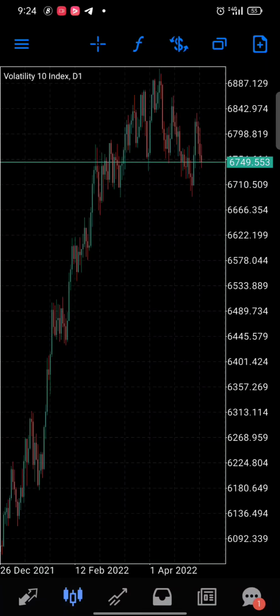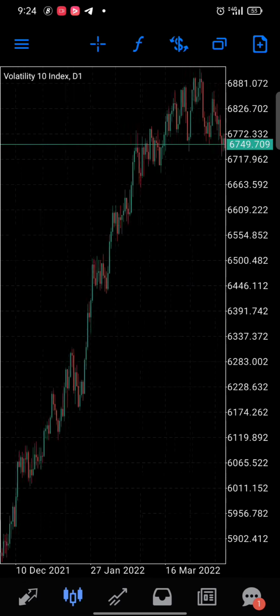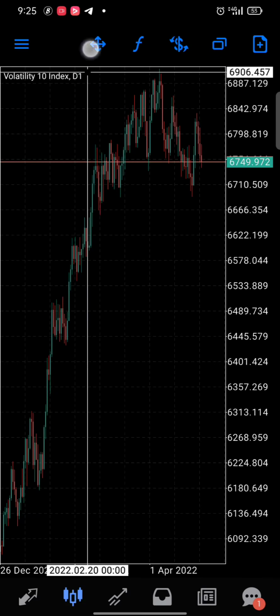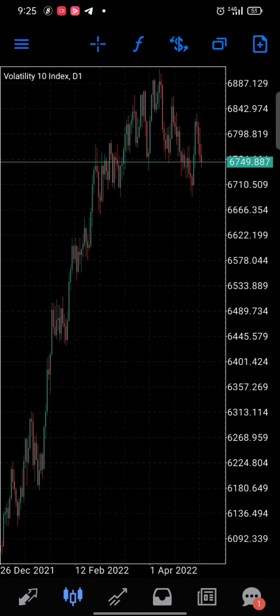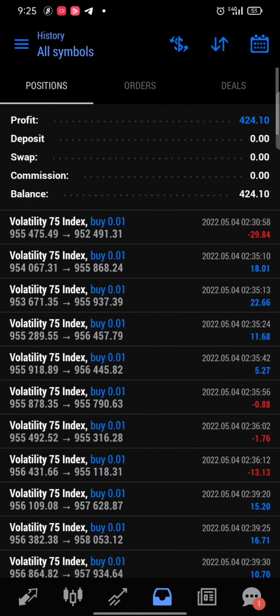Guys, this is volatility 10 index, and I'm going to show you how you can make money trading volatility 10 index. Right now I'm going to introduce our amazing strategy to trade volatility indices, and this strategy also works for crash and boom and also step index. It's a very powerful strategy, so if you want to learn this, make sure you watch this video till the end. I'm going to show you profits using the strategy.